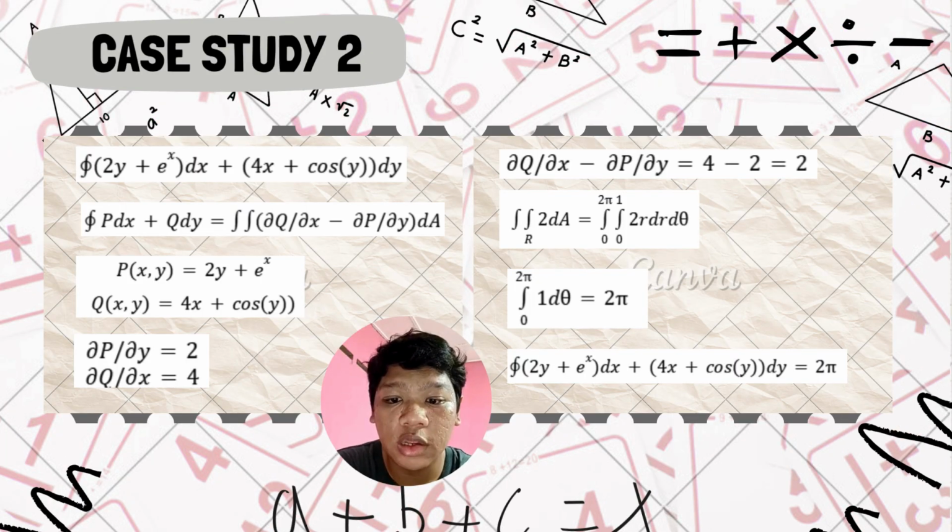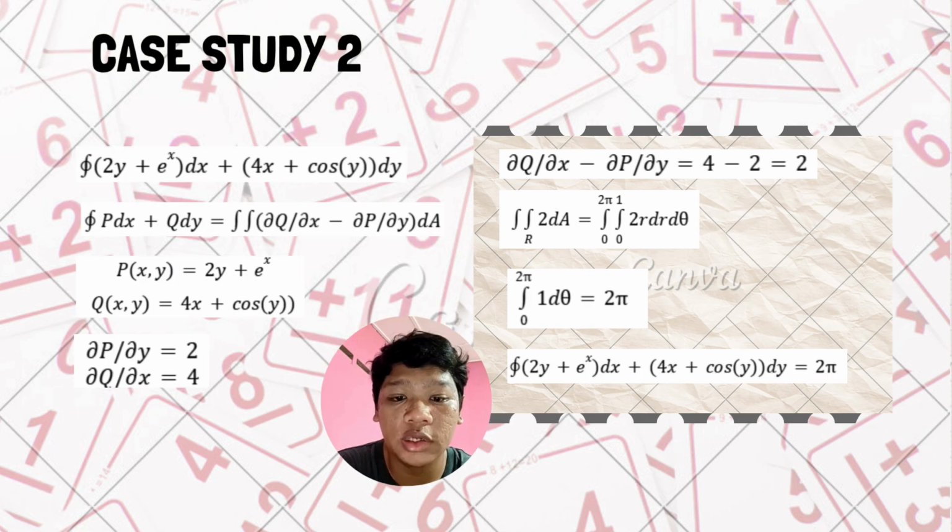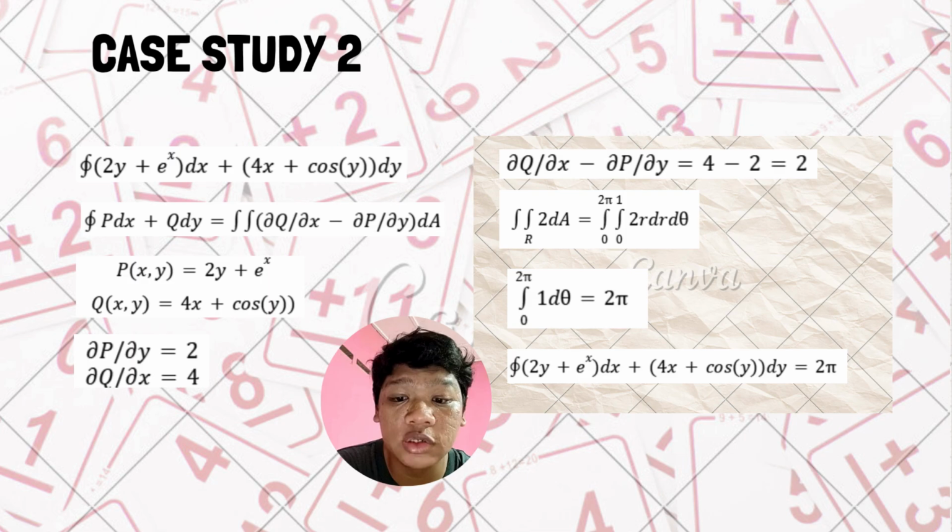In this case study, we are asked to evaluate the given line integral using Green's theorem. The curve is a unit circle, x squared plus y squared equals 1, and it is oriented in the counterclockwise direction. The first step is to identify the functions P and Q from the given equation. For P(x,y), we have 2y plus e to the power of x, while Q(x,y) equals 4x plus cos y.